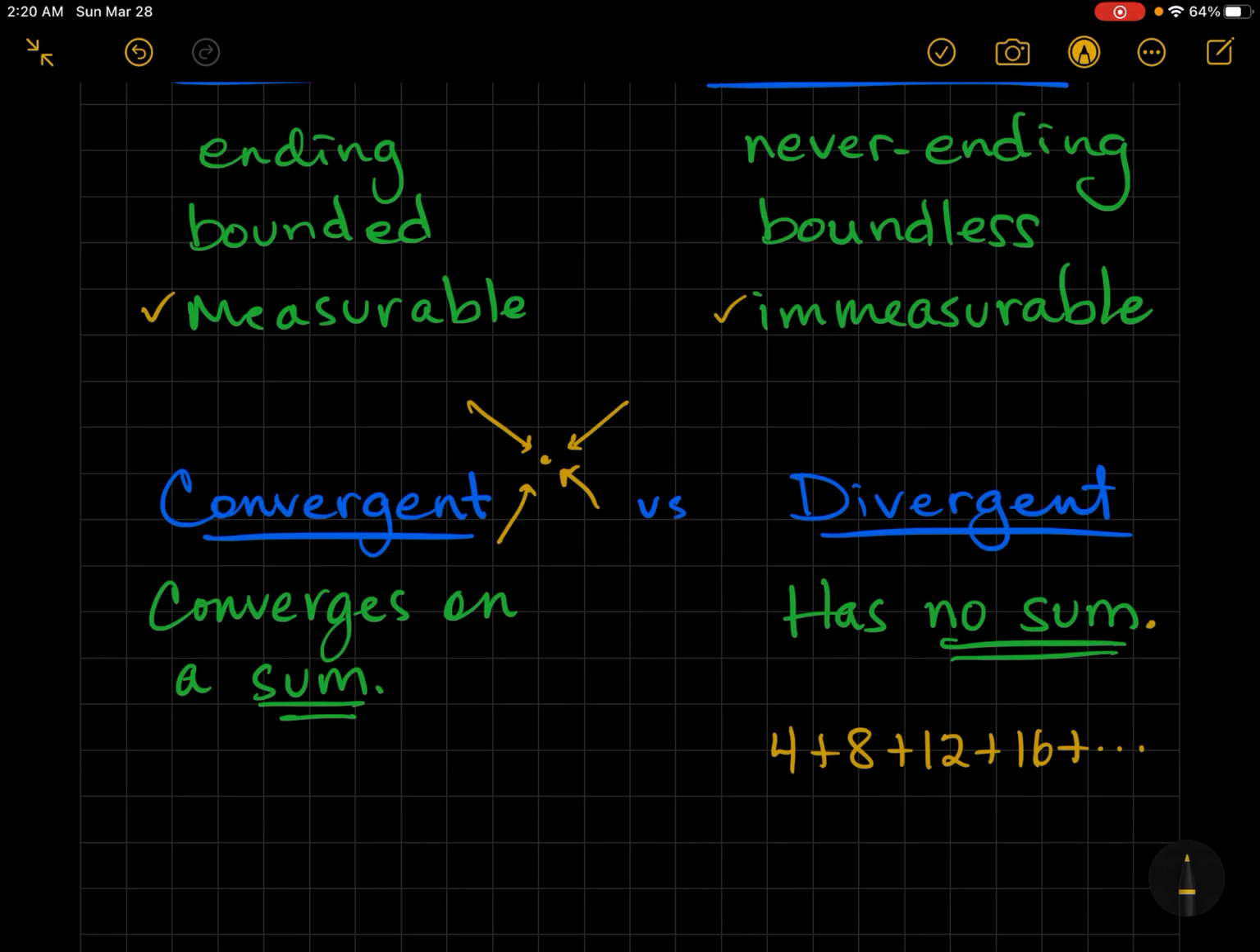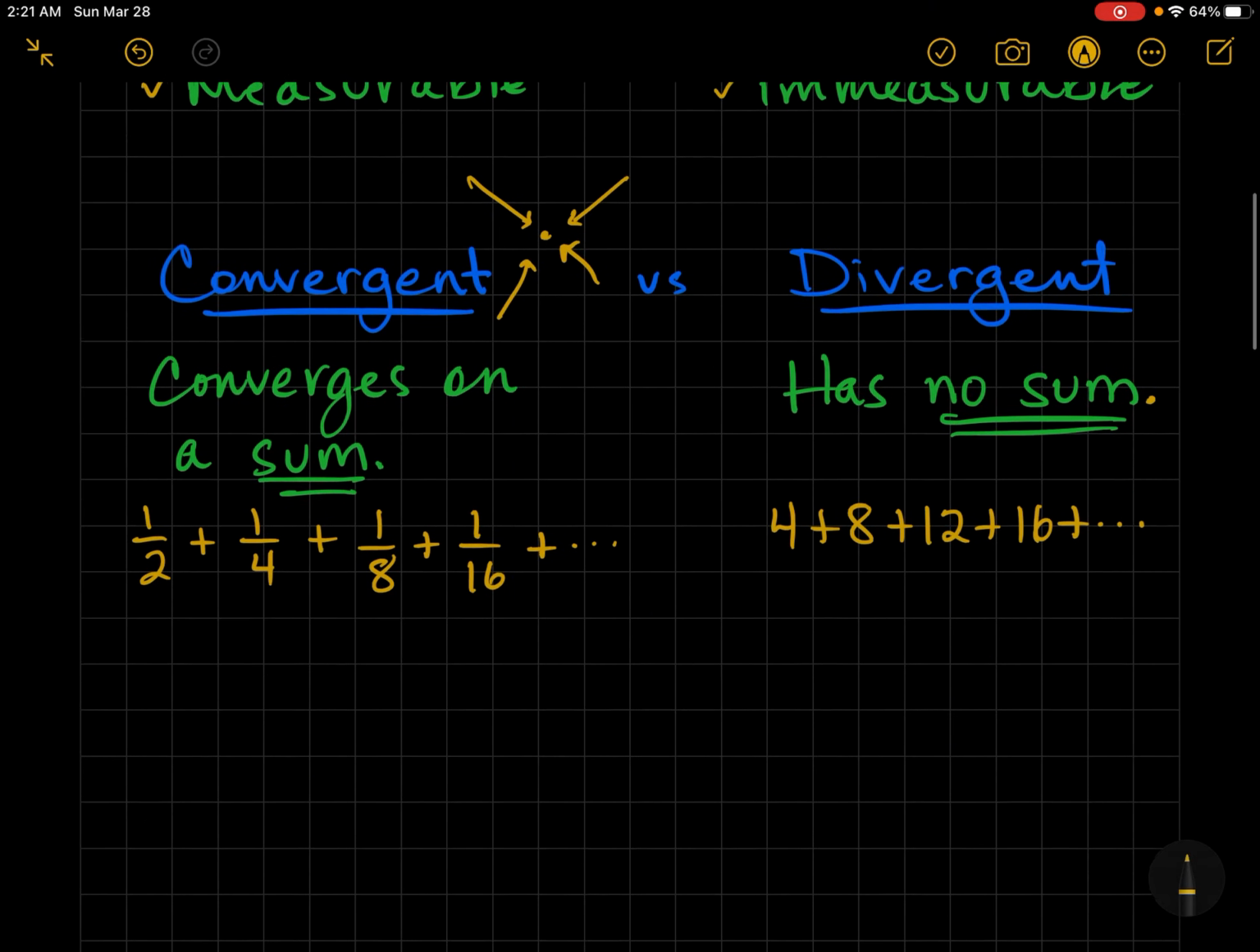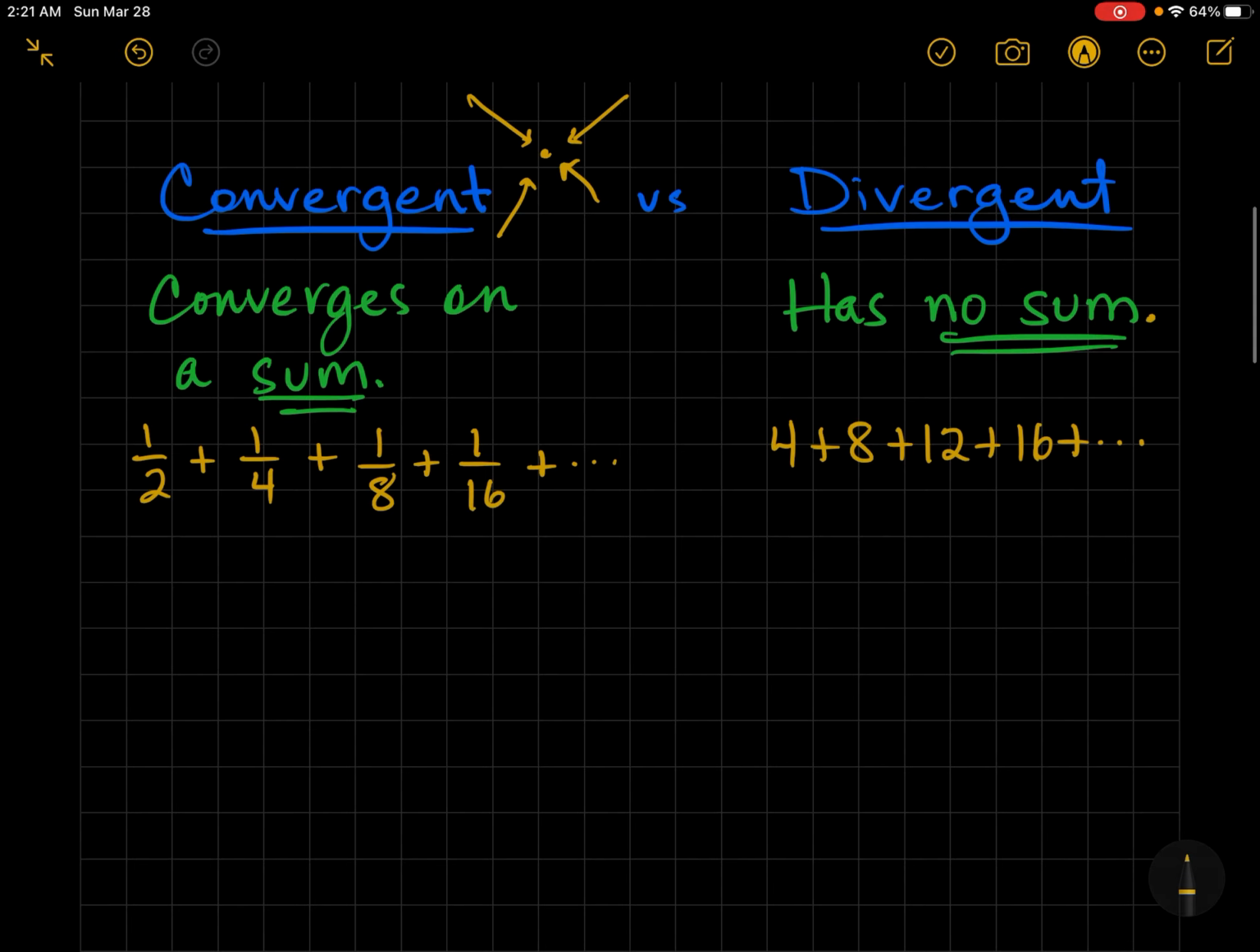Whereas a convergent sequence, we're going to notice that it will converge on a sum if what you're adding continues to get smaller and smaller until it doesn't even matter anymore. And I guess the best way that I could explain converging on a sum, because you might say it will never equal an exact number if you keep adding something, and that might be true, but we say it converges on a number.